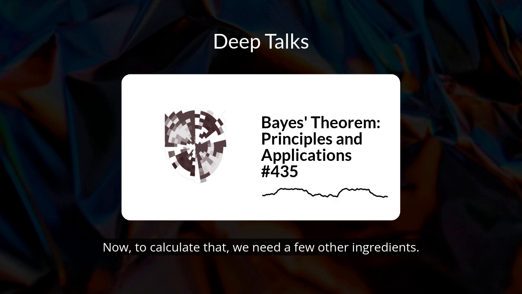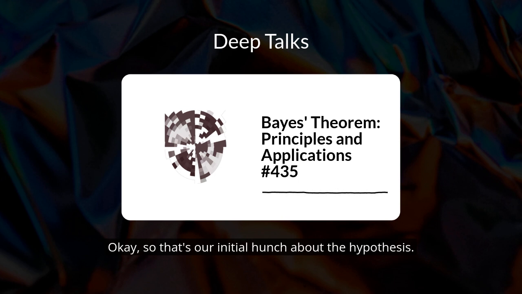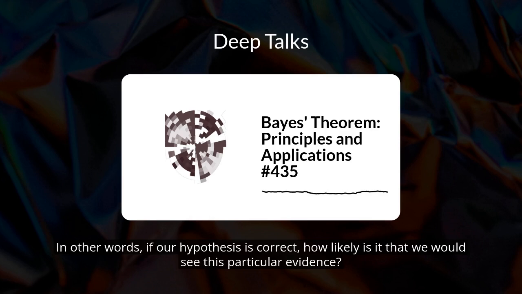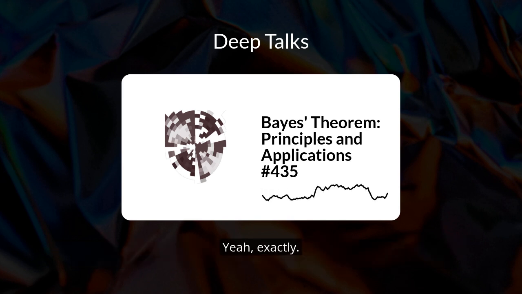Exactly. Now, to calculate that, we need a few other ingredients. First, we've got P(H), which represents our prior probability of the hypothesis being true before we even consider the new evidence. Okay, so that's our initial hunch about the hypothesis, based on whatever we knew before. Exactly, precisely. Next, we have P(E|H), which is the likelihood of observing the evidence if the hypothesis is true. In other words, if our hypothesis is correct, how likely is it that we would see this particular evidence? Okay, so it's not just about whether the evidence exists, but whether it's the kind of evidence we'd expect to see if the hypothesis was true. Yeah, exactly. You're getting it.